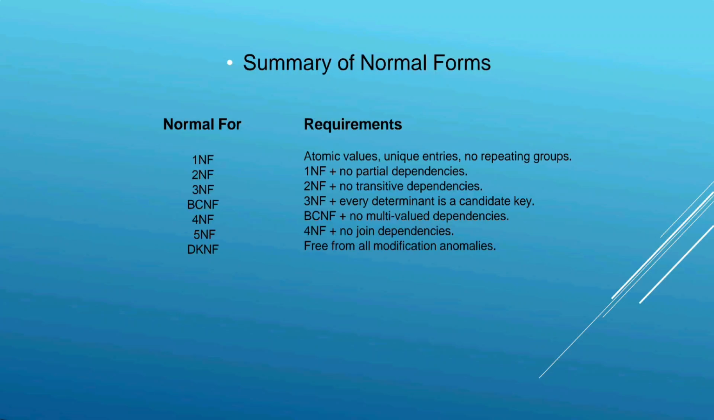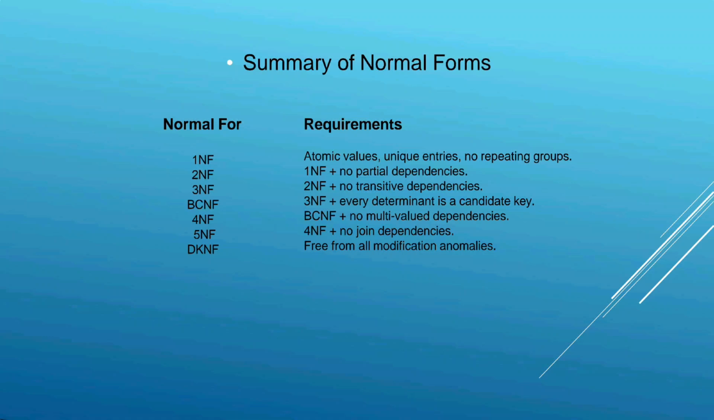The summary of normal forms. This slide is a summary of the different normal forms used in database normalization. The goal of normalization is to reduce redundancy and prevent data anomalies. Each normal form builds on the previous one and adds more constraints to make the data structure clean and more efficient.